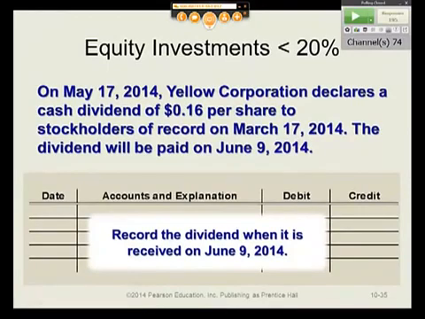Let's say the dividends are paid on May 17th, and they're 16 cents per share. And don't forget, there are a couple of things in this sentence that you have to be careful to recognize. It tells you that on May 17th, the board of directors, essentially, of Yellow Corporation declares a cash dividend of 16 cents per share. That is a legal liability of the company at that point as soon as they declare it.